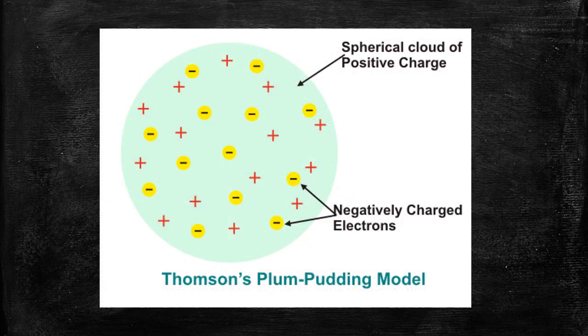Thomson's plum pudding model of atom. The plum pudding model of atom put forth by Thomson in the year 1904 is the first model of atomic structure. According to this model, the positive charge is distributed throughout the atom and the negatively charged electrons are embedded in it. The distributed positive charge is balanced by the negative charge on the electrons. Therefore, the atom becomes electrically neutral.